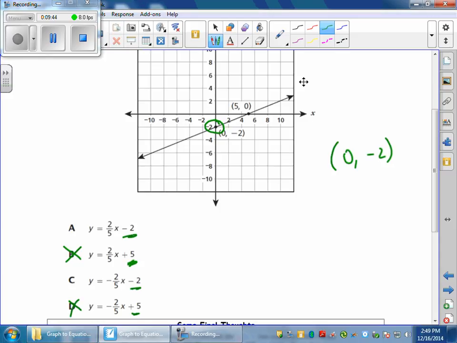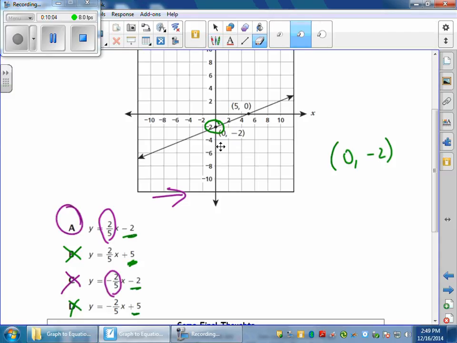Now I could actually figure out the answer to this without even figuring out the slope, because this has a positive 2/5, this has a negative 2/5. As I'm going from left to right, my line is slightly going up. So my slope should be positive. So already C is gone. I know that A is the answer.